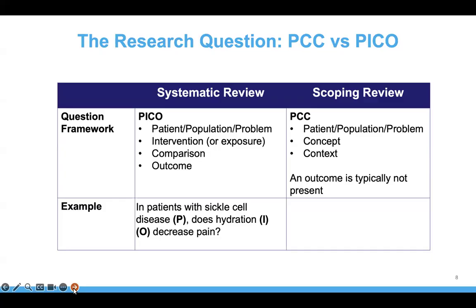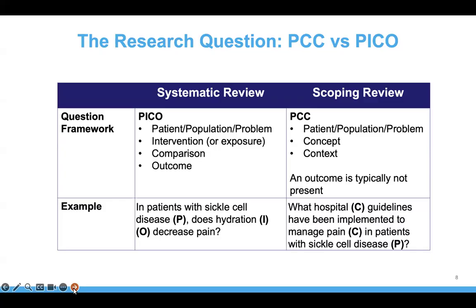By context, we mean what setting. So for example, an inpatient setting, are you looking at a particular geographic setting like the United States? If we also take a look at an example here, we have what hospital guidelines have been implemented to manage pain in patients with sickle cell disease. With sickle cell disease patients being our population of interest, implemented guidelines for pain management as our concept, and the hospital as the context or setting. You will notice here that scoping review questions are more exploratory in nature. They're still quite specific, but generally somewhat broader than that of a systematic review.